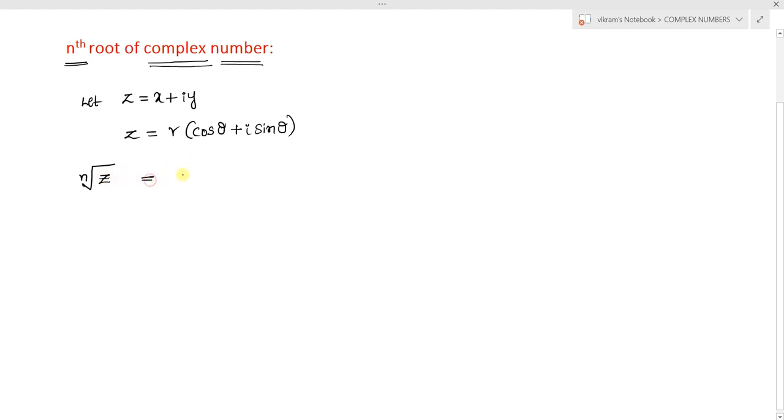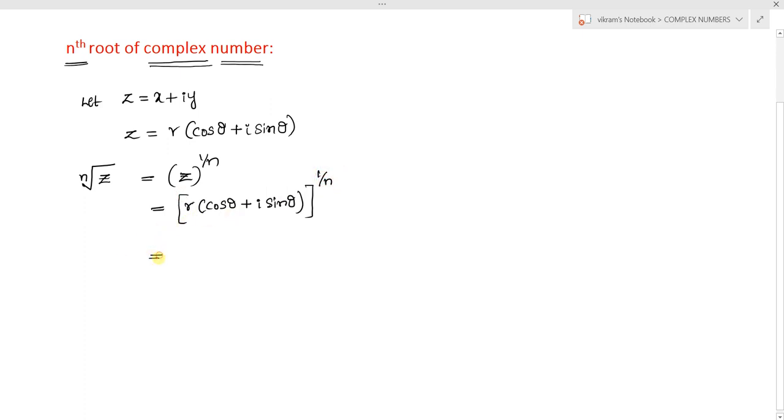To find this, we write it as z power 1 by n. In previous classes, we have seen 1 power 1 by n, the nth root of unity, but here the 1 is replaced by a complex number z, which has to be represented in the polar form r times cos theta plus i sin theta. Then how to find this? Replace z with r times cos theta plus i sin theta, whole power 1 by n.